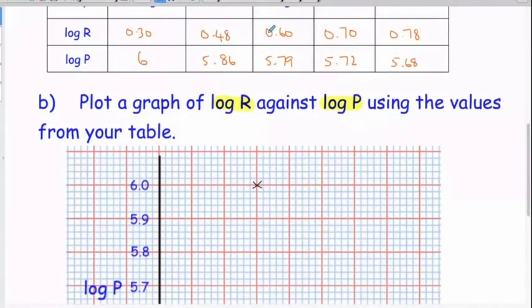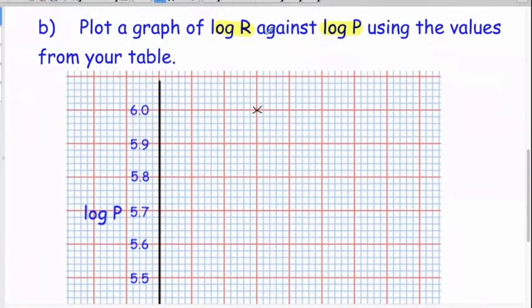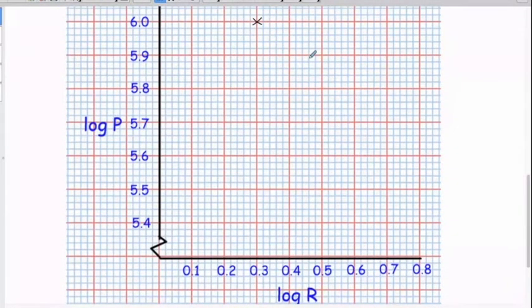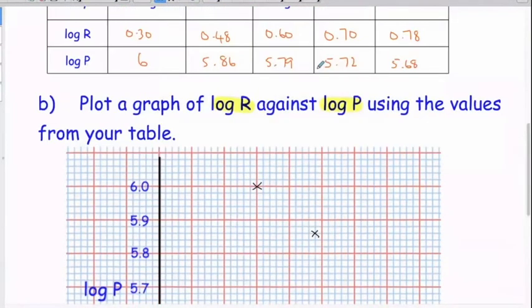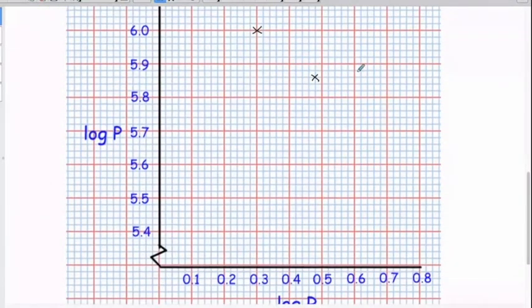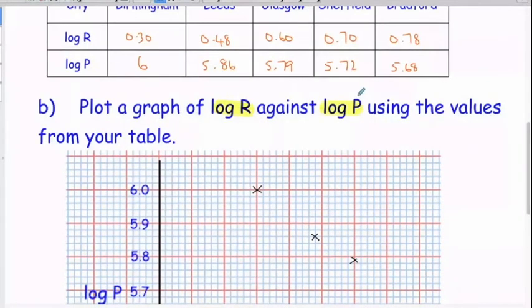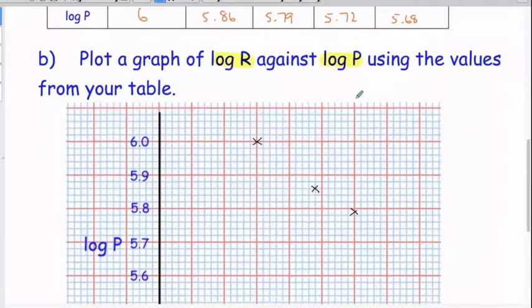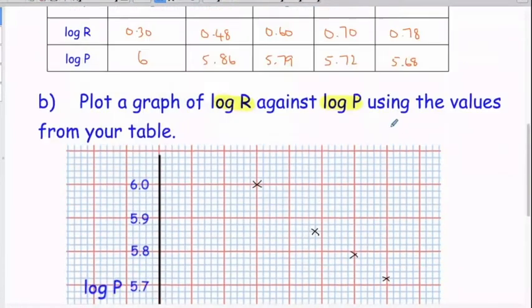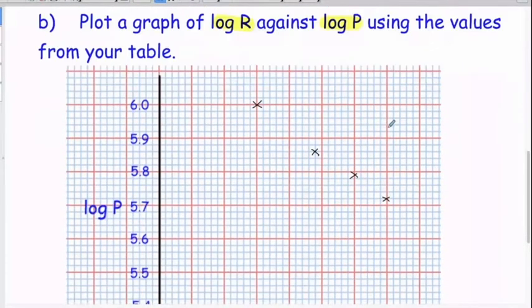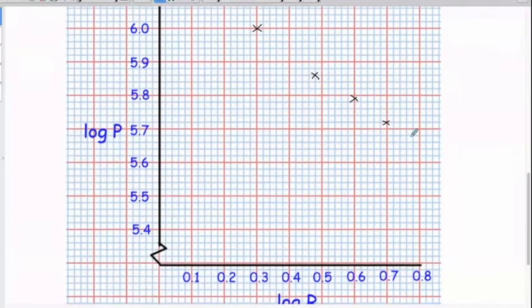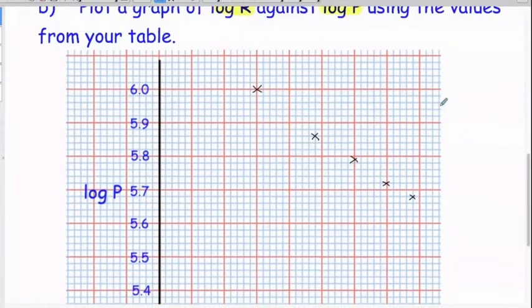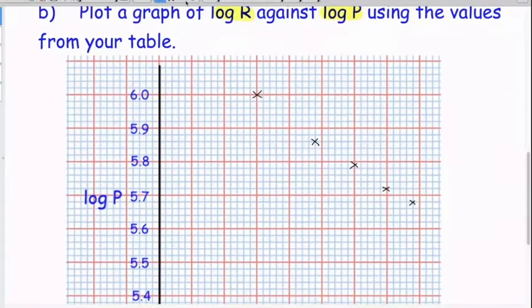I'll try and do this quickly. I might not be very accurate. 0.48, 5.86. It's going to be there. 0.6 and 5.79. There. 0.7 and 5.72. There. And 0.78 and 5.68. There. Okay. So that to me looks like a pretty straight line.